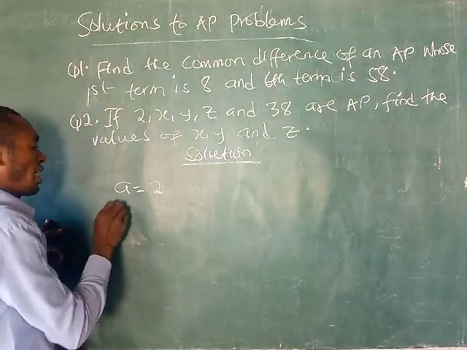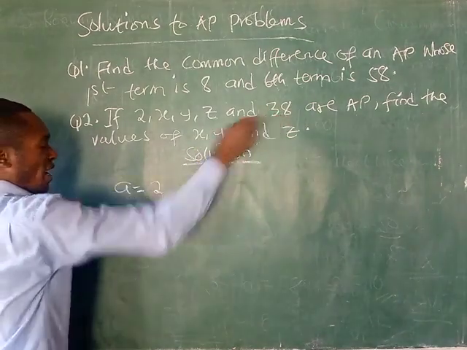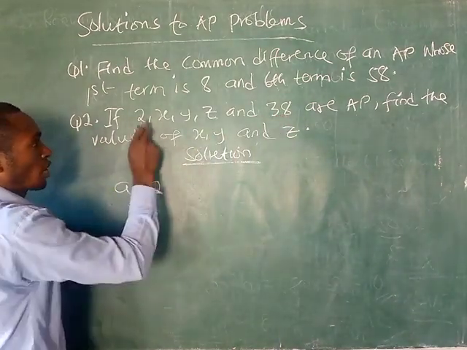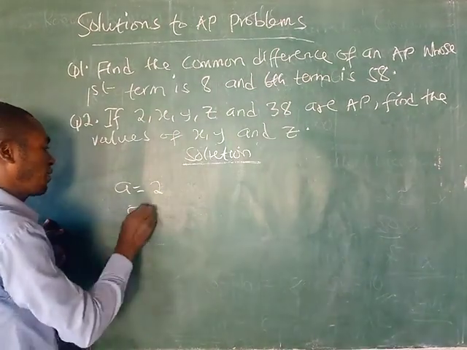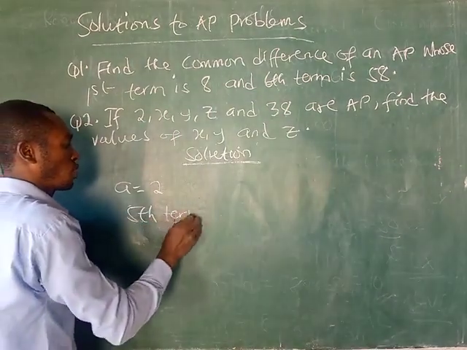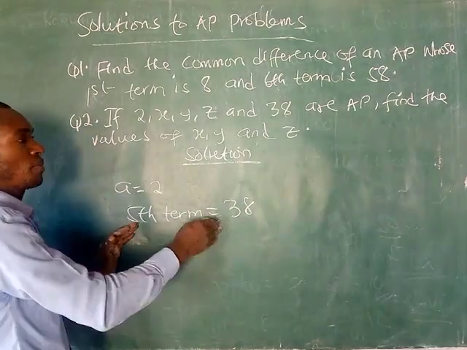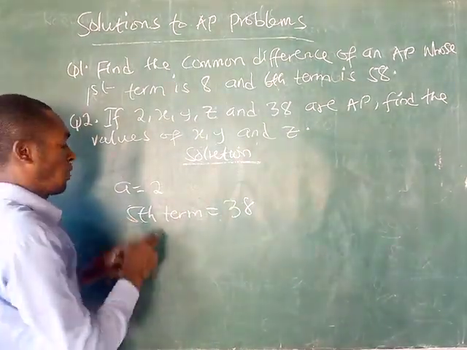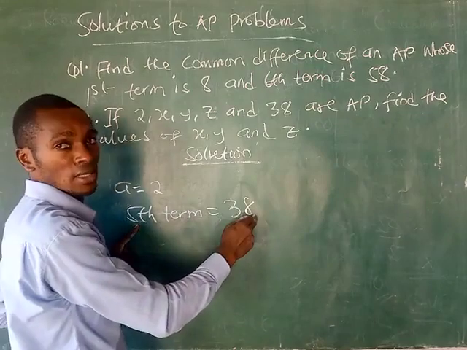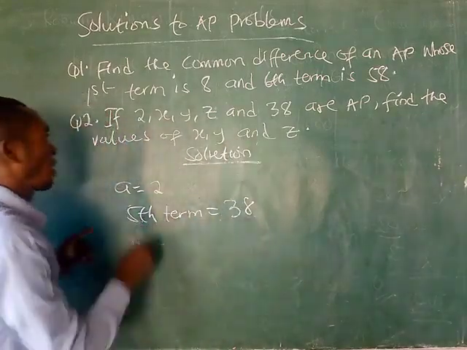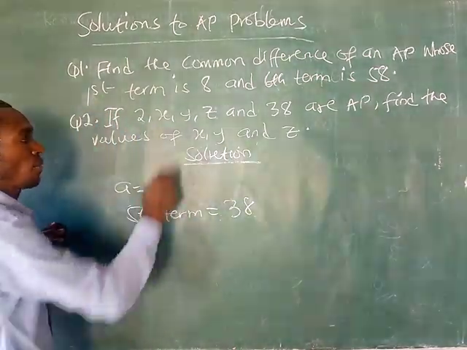Therefore I have, 1, 2, 3, 4, 5, the fifth term, which is given as 38. So this can help me to get my common difference. Now, if the fifth term is 38, I can get these values.